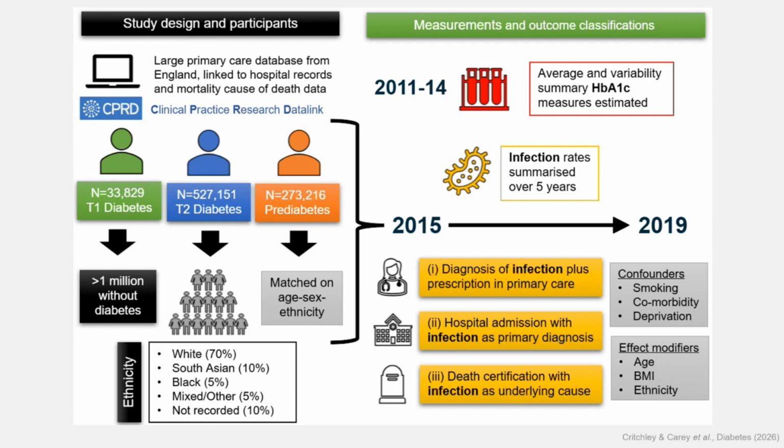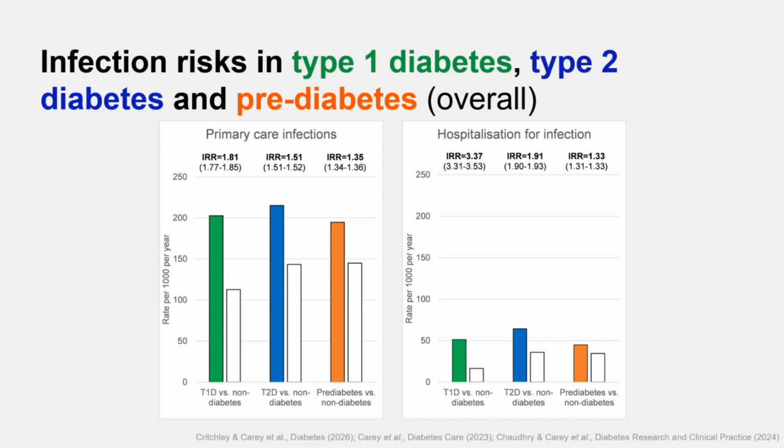We wanted to look at a number of confounders and effect modifiers using this large data set to help really understand these risk parameters further. In terms of the results, this figure compares the rates of infection over 5 years between people with diabetes or pre-diabetes. So the uncolored bars are people without diabetes. The colored bars, green or blue and orange, represent type 1, type 2, and pre-diabetes. We'll try and be quite consistent with these coloring schemes.